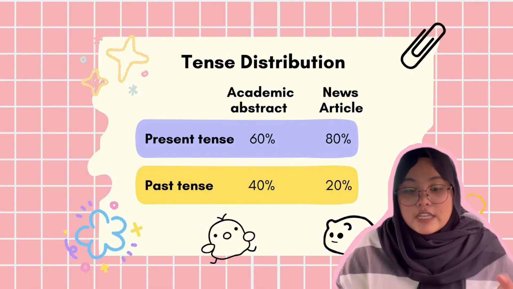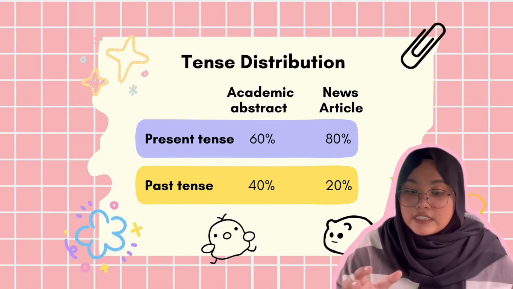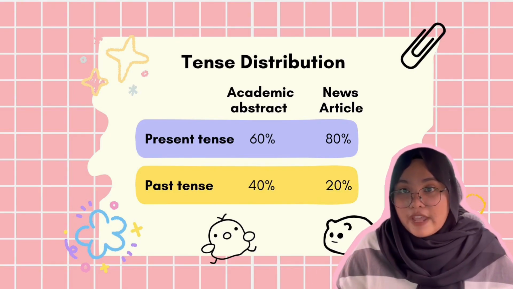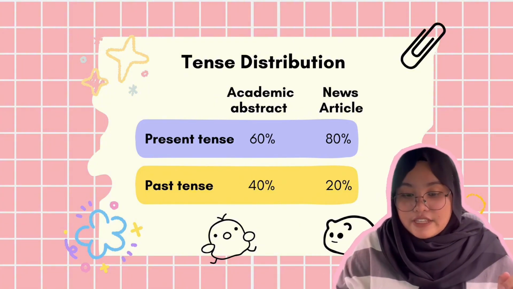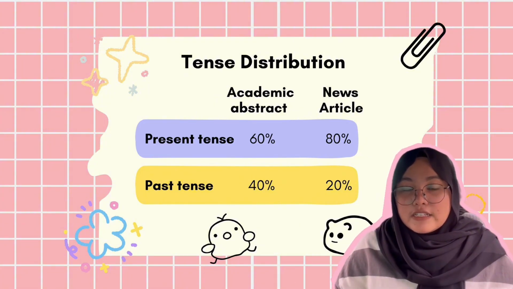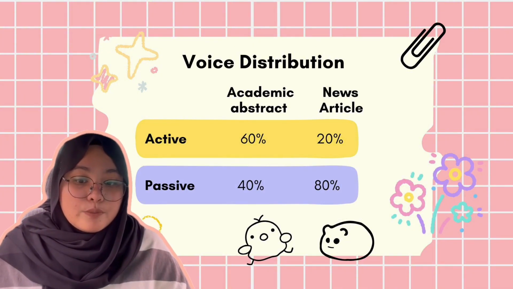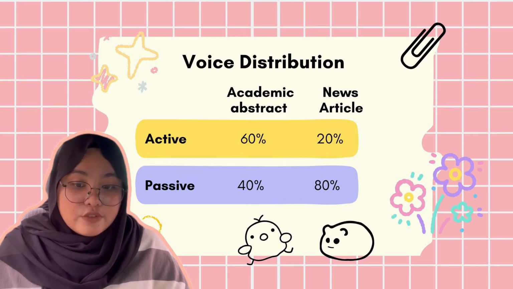In contrast, the news article relies heavily on the present tense, 80%, particularly the present perfect, to report ongoing or recently completed events. This creates a sense of immediacy and keeps the information relevant at the time of reading. The second comparison is of voice distributions for academic and news.